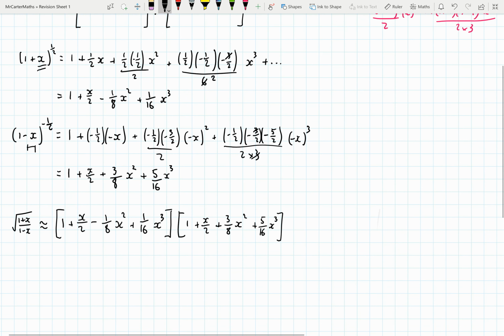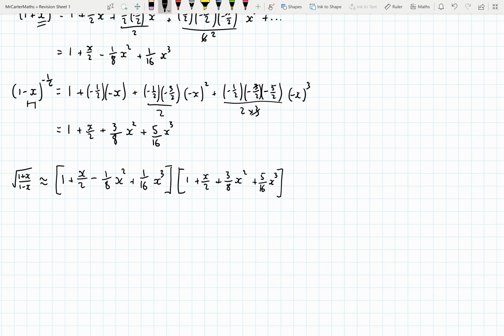Okay, now I'm just thinking about expanding these out to find up to my x cubed terms. So this is approximately equal to, well, my constant is just going to be 1 times 1. I'm just thinking about double brackets but with more terms in them. 1 times 1 is 1. Okay, my linear terms, I'm going to get 1 times x over 2, and I'm also going to get that going the other way, 1 times x over 2. So I have a half of x and a half of x. Add those together, I get an x.